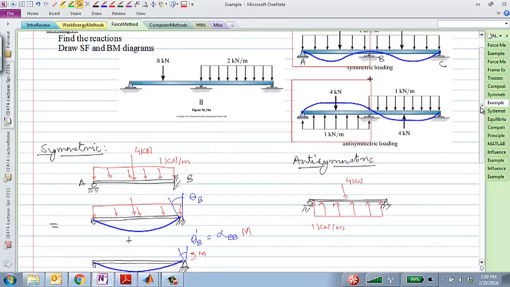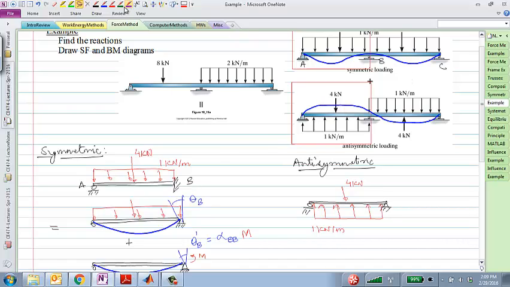Yes, for the symmetric half, the degree of redundancy does not change. R is equal to 1 here, R is equal to 1 here, but R is equal to 0 here. So if you were to try to solve the original problem without taking benefit of symmetry, it might be a slightly longer procedure. But if you take advantage of symmetry, you can solve two simple sub-problems fairly quickly, one of them being determinate, and you can get the solution much faster. Okay.